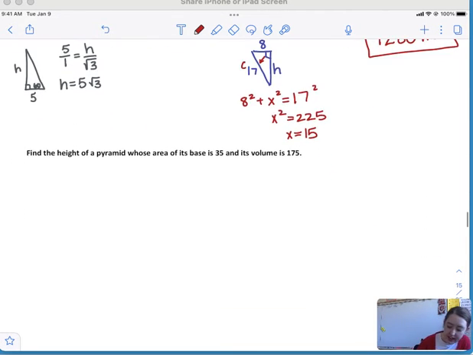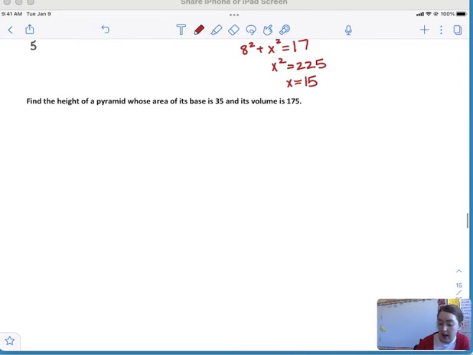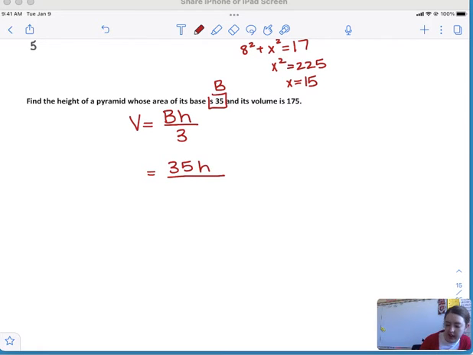Okay, we want to find the height of a pyramid whose area of its base is 35 and volume is 175. Okay, so volume equals area of the base times the height divided by 3. So it says the area of the base is 35, so that will go in for the big B. We don't know what the height is, so we'll leave it like that. It's still over 3. They tell us that our volume is 175, so that's going to go in for V.